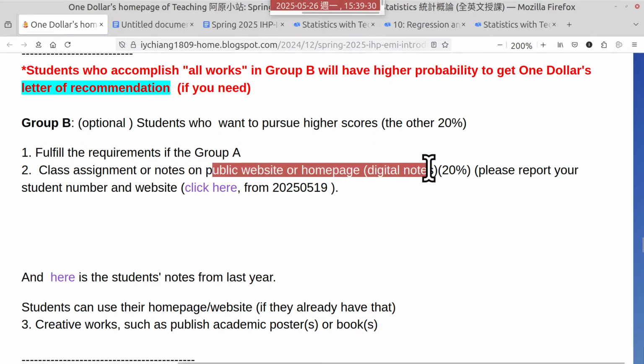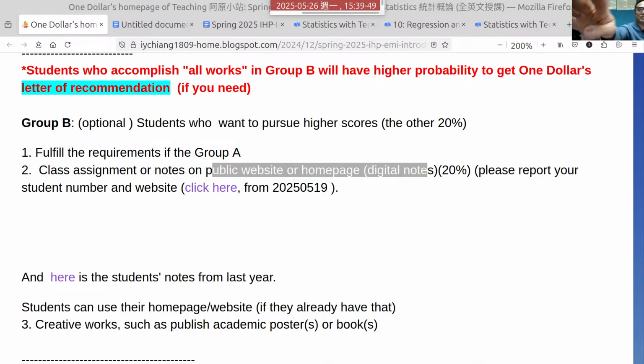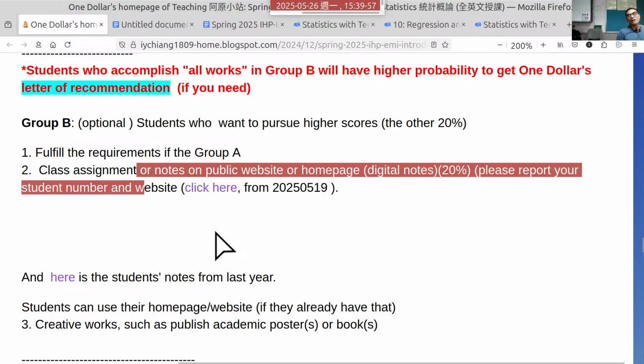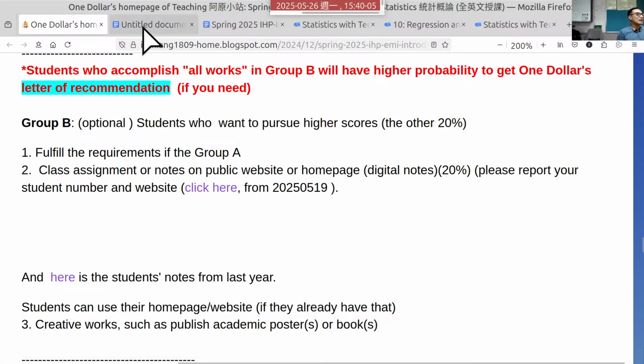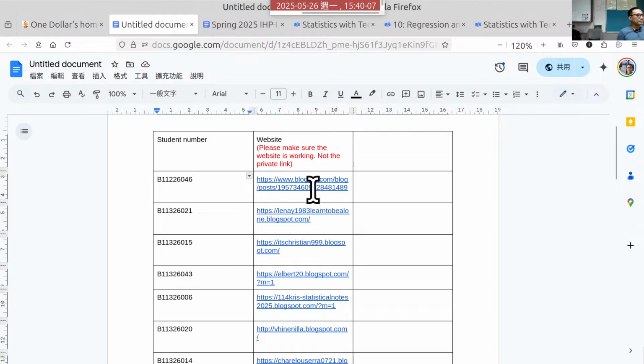That is not good. Why? Because only registered members can access the website, and it's not good enough. Thus, I encourage you to publish your content on a public website. Okay, and here I have a link. I encourage you to report your website. Let's take a look at this here.